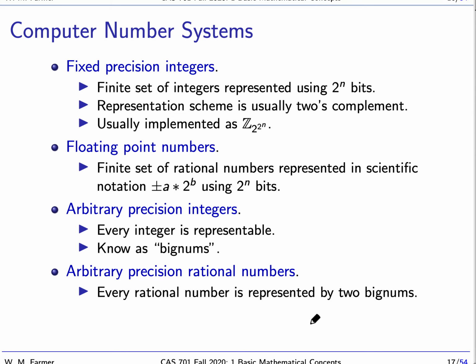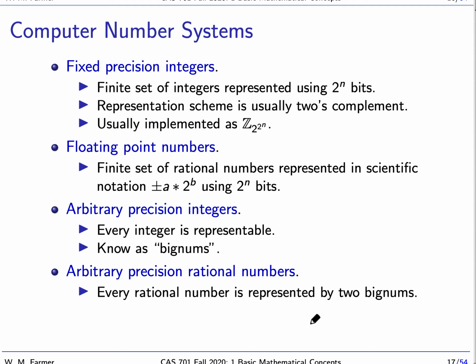So we have all these number systems. How do we represent these in a computer? Well, there are different ways of doing it, and probably the four basic systems are here. The first one is fixed precision integers.